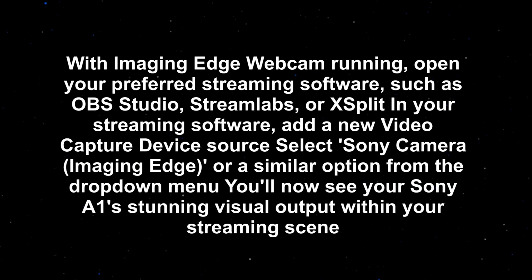In your streaming software, add a new video capture device source. Select Sony Camera Imaging Edge or a similar option from the drop-down menu. You'll now see your Sony A1's stunning visual output within your streaming scene.